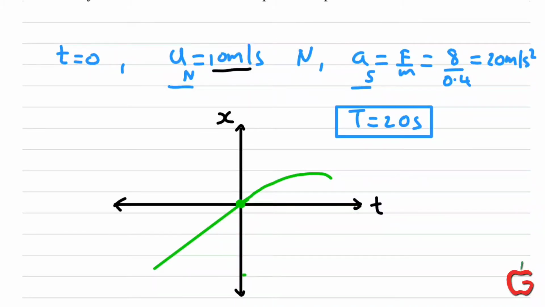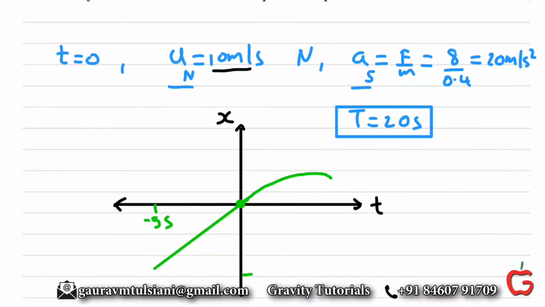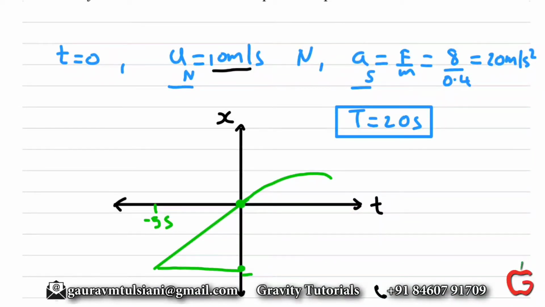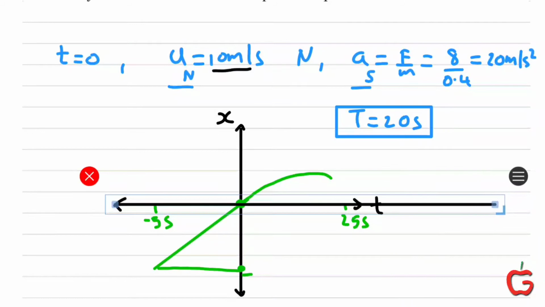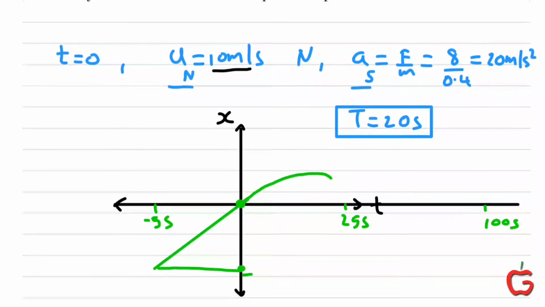So this is -5 seconds. I have to plot the time axis. This is -5 seconds. The body would be somewhere here. So we have to find this x. We have to find x at 25 seconds, and x at 100 seconds. So I have to extend this line. So at 25 and 100 seconds, the position of the body has to be found.